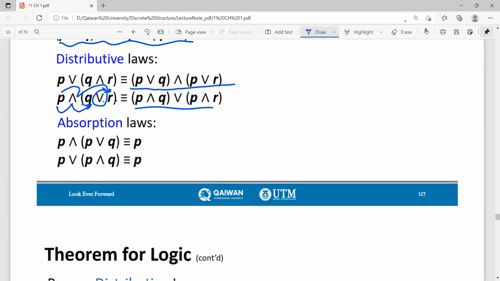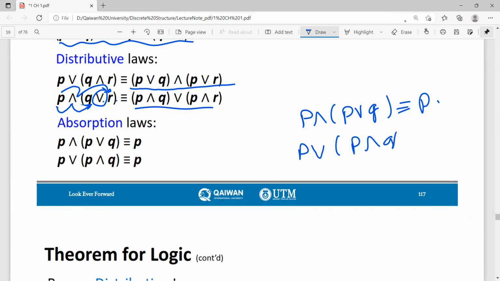And also we have absorption laws. We say P and (P or Q). If we have the same variable, P and (P or Q) equals P itself. It's equivalent to P itself. Even if we have P or (P and Q), it's P itself. These both are P. It's equivalent to P.